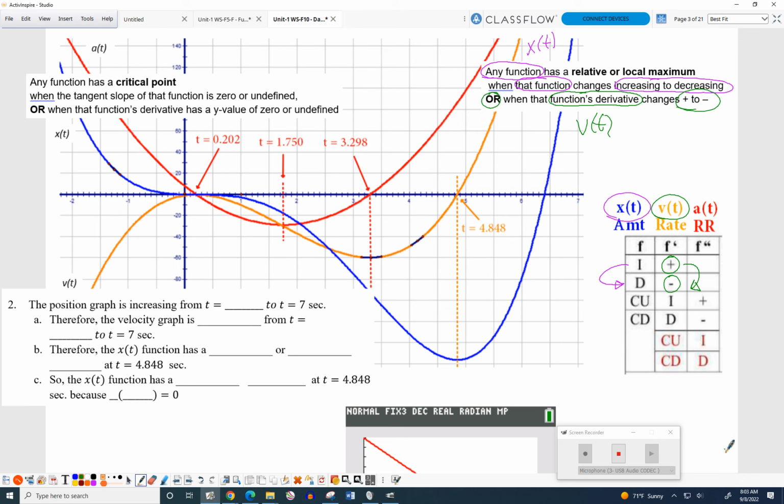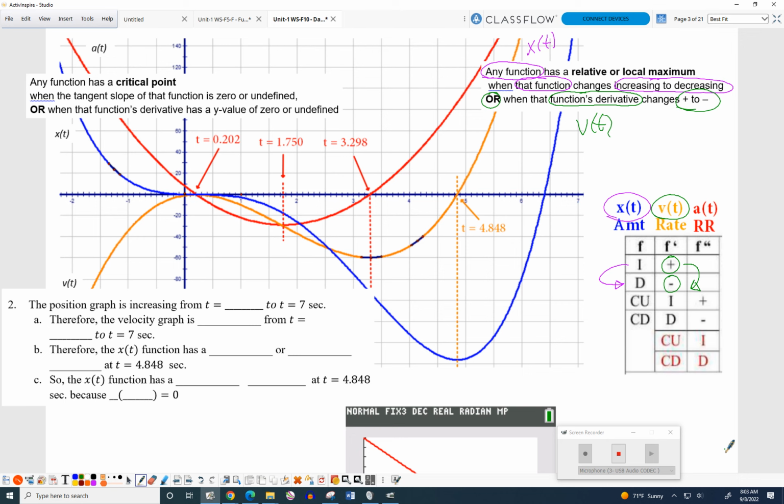Question? Please, Jason. So it's only when it's changing from increasing to decreasing. So decreasing to increasing would be a relative minimum. Oh. And then the other word they'll use is extrema. Extrema means either. 2 points for Gabe.